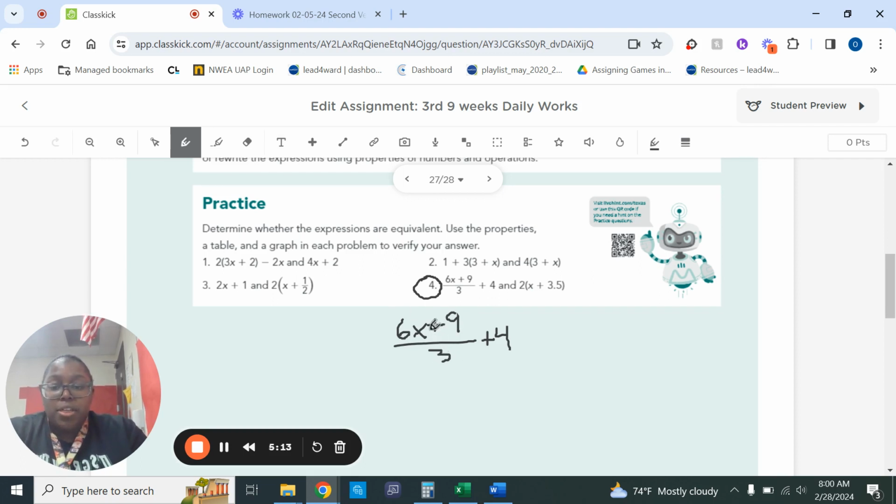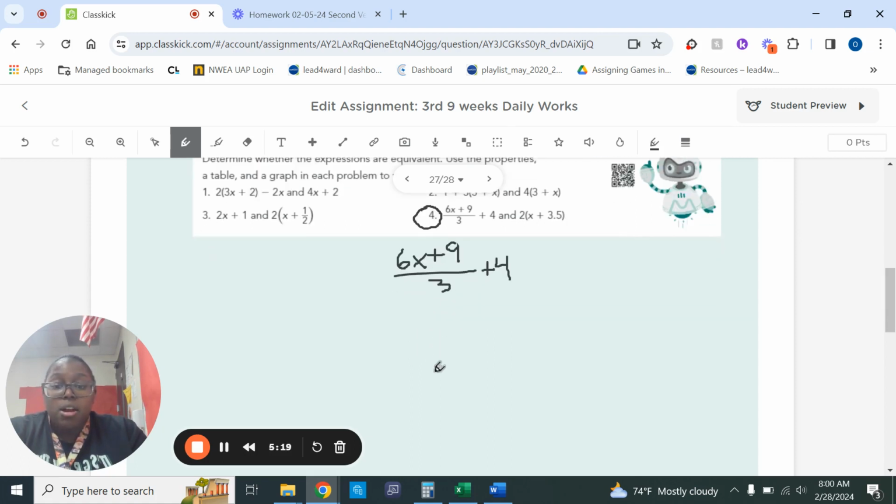Well, next, they are being divided by 3. Now, can I divide these numbers by 3? I actually can, because 6 divided by 3 gives me 2. Now, this is a 2x, because all I did was change the number. I did not change the variable.